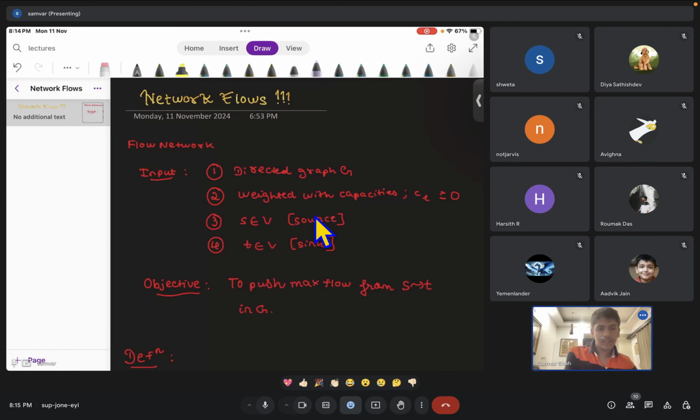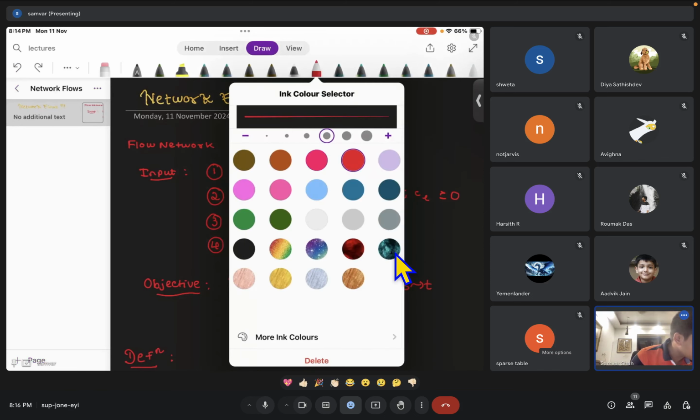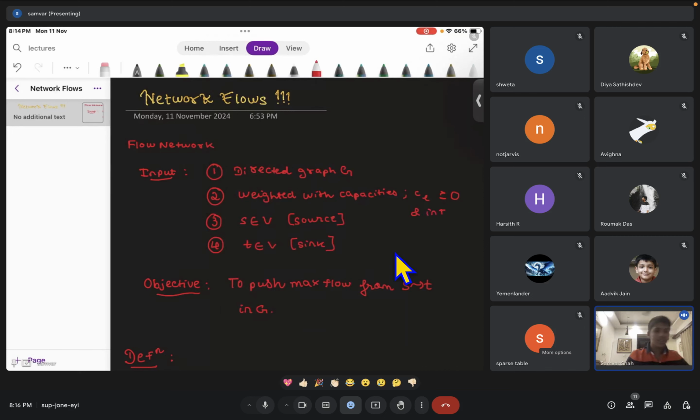A flow network consists of a directed weighted graph. So the graph is directed and each edge has a weight capacity which we will define as Ce, where e stands for the edge, and this value is greater than or equal to 0, so it's non-negative, and it's an integer. For now, this is an assumption that we are making, that all the edge capacities are non-negative integers, and this directed graph has both a source and a sink. We define source as S and sink as T.